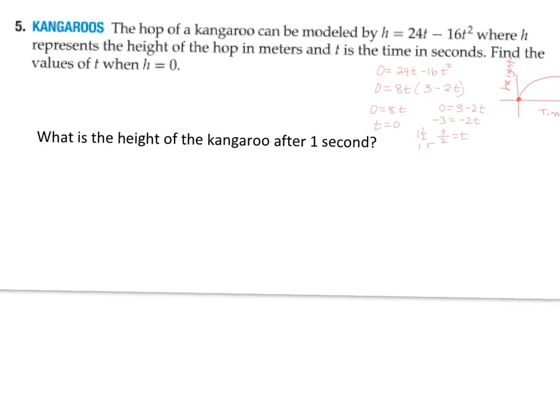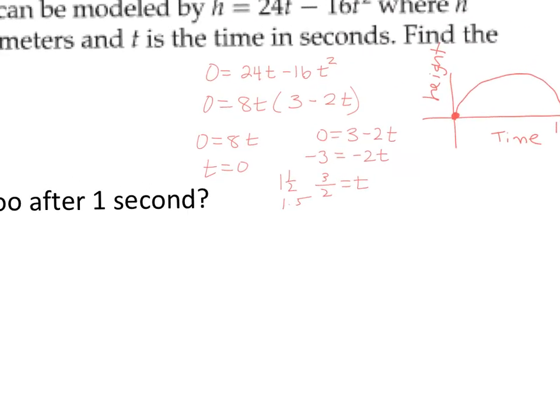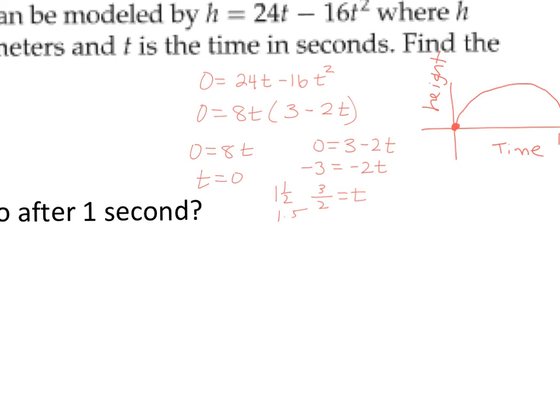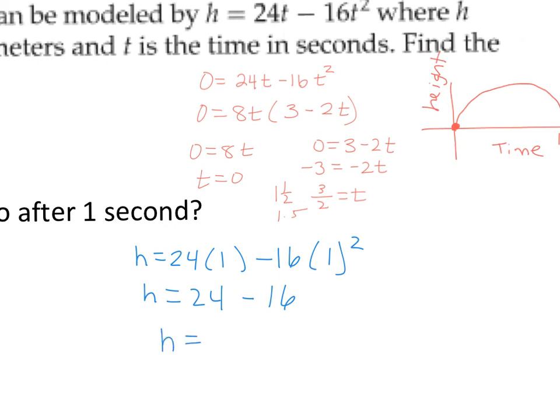It says, what is the height of the kangaroo after 1 second? Okay, so I'm going to take now, I have 1 second right here, and I'm going to be plugging that in for the t's, okay? Since it's asking for the height, we're going to leave h alone. So I'm going to get h equals 24 times 1 minus 16 times 1 squared. So I end up with 24 minus 1 squared is 1 times 16 is 16. So my height would have been 8. And I think it's meters in this case, 8 meters.